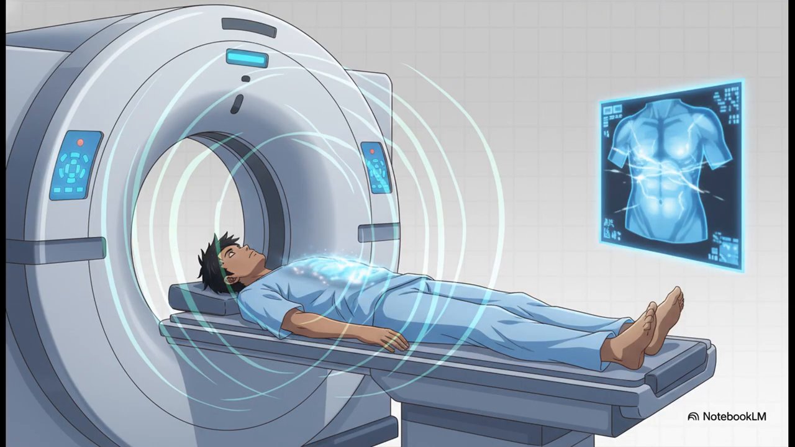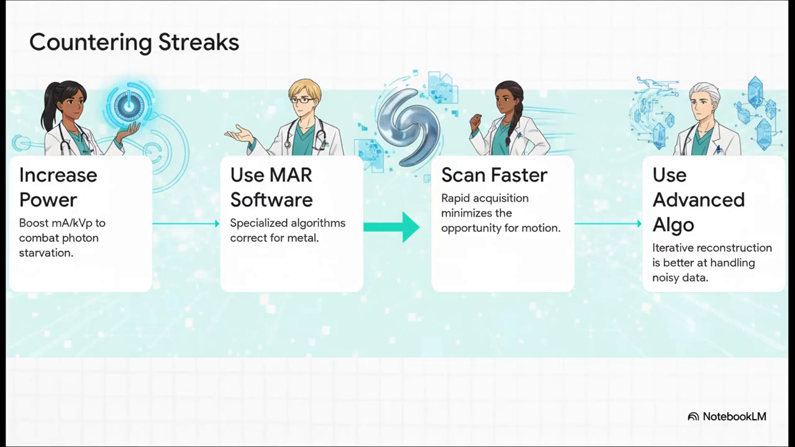If a patient breathes, coughs, or even just fidgets during the scan, the data becomes inconsistent. The scanner gets one piece of information from one angle and a totally different piece from another. It can't reconcile this conflicting data, so it just gives up and produces streaks and blurring. So fighting back against streaks means you really have to know your enemy.